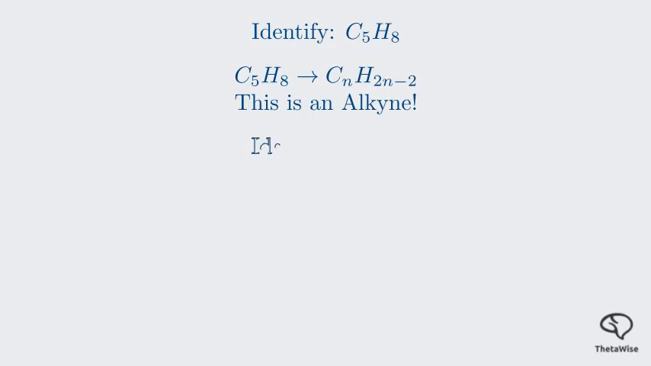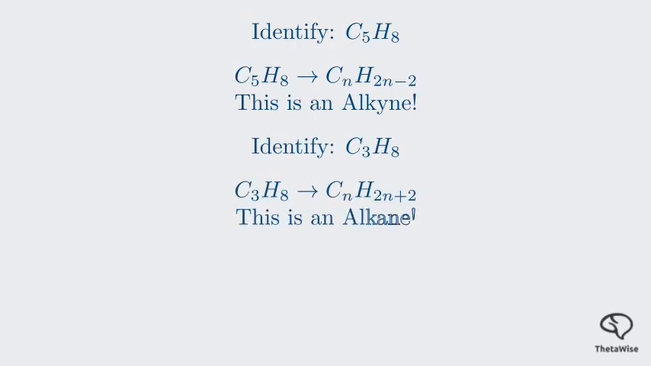Next one. How about C3H8? This one is an alkane. It fits the CnH2n+2 formula perfectly. N=3 gives us 2 times 3 plus 2, which is 8. This is propane, the gas we use in barbecues.